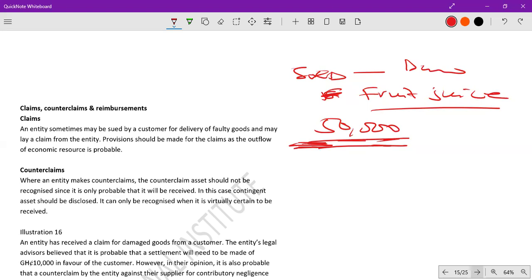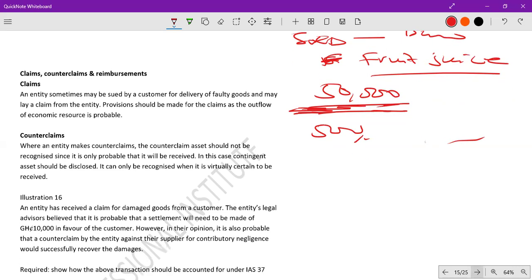The contingent asset should not be more than the amount being claimed by the customer. That's the fundamental. If the customer is suing you for 50,000, you cannot counter-sue for an amount more than that. So, the best estimate. Okay, so what of court cases? What will be the liability, the provision for a court case?